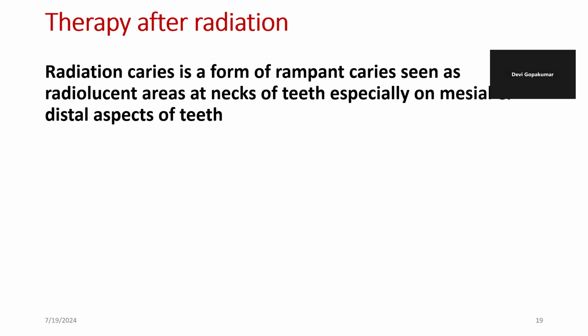Caries after radiation therapy. Radiation caries is a form of rampant caries seen after radiotherapy, and it is seen as a radiolucent area at the necks of teeth, especially on the mesial and distal aspects of teeth.